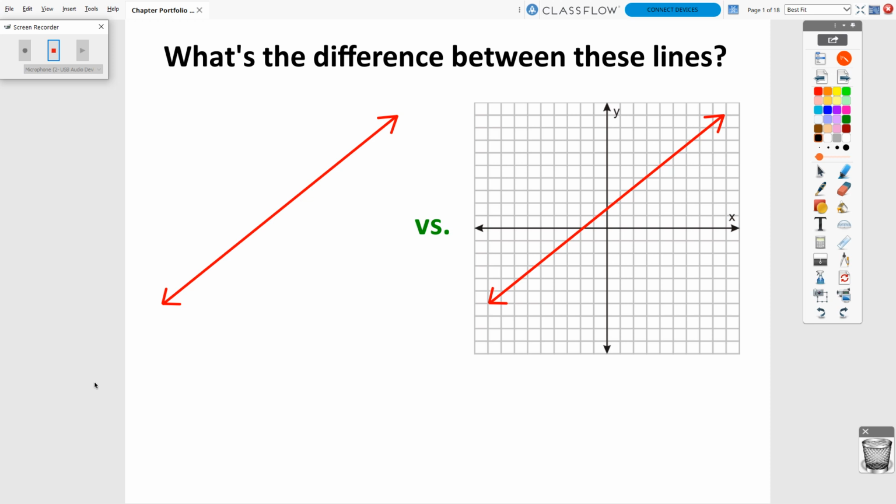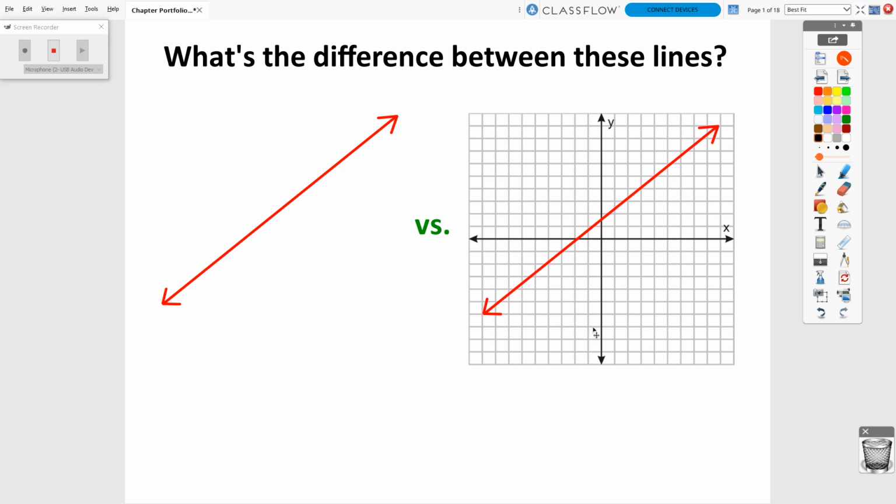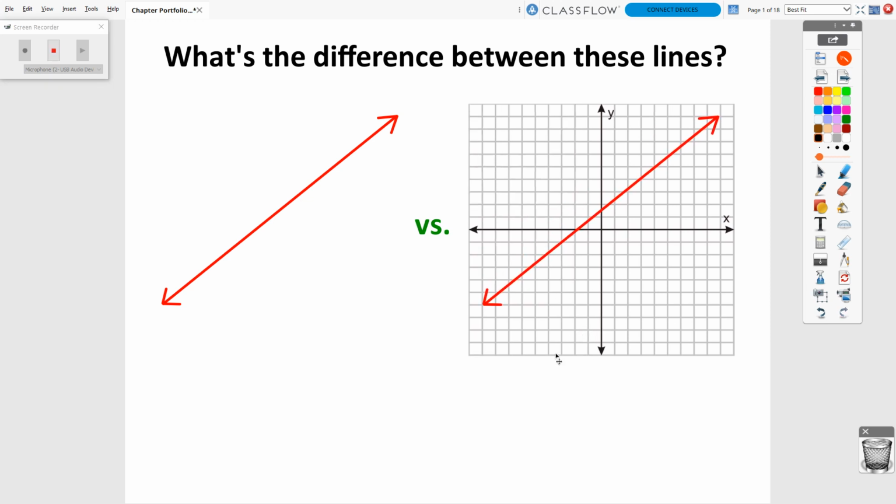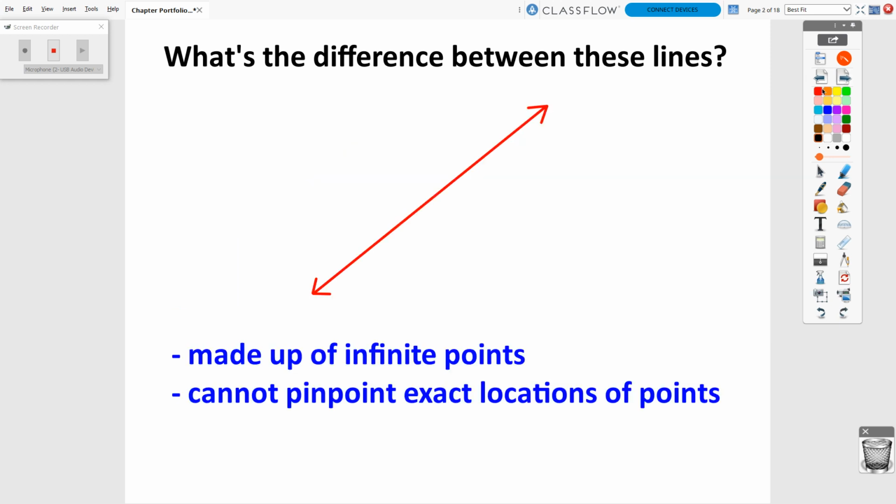What's the difference between this line on the left and this line on the right? You might say it's just because this line is on the coordinate plane. Is that really the only big difference between those two lines? They look like roughly the same line, but this one's graphed versus this one's not graphed. Is that really the big difference? Pretty much it is, but let me dive a little deeper.